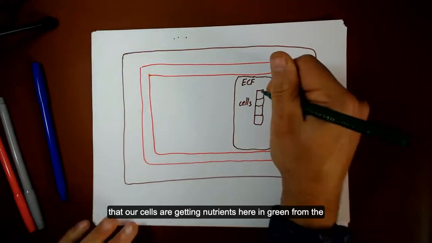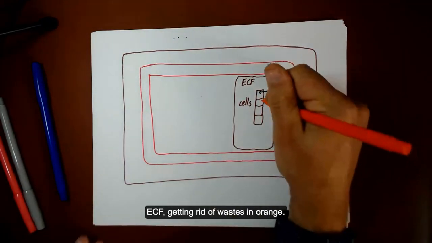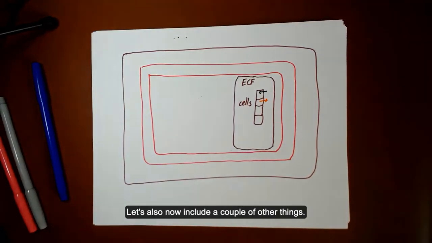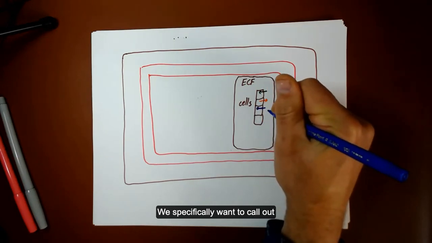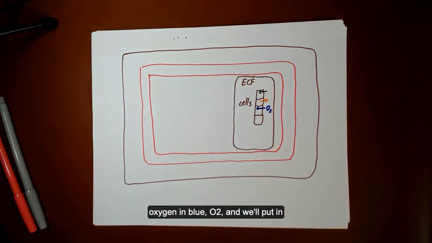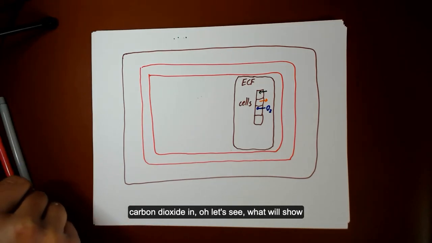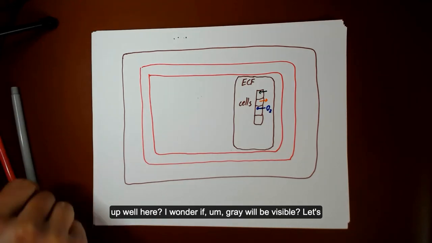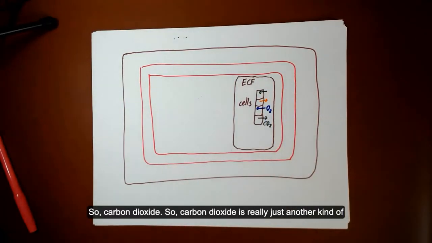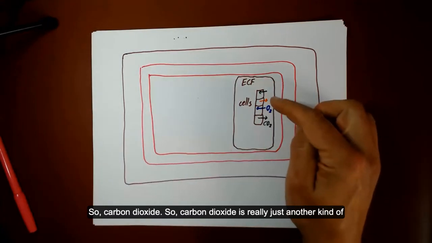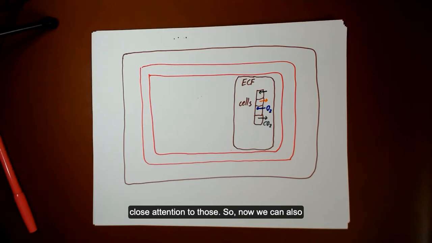And let's just note our cells are getting nutrients here in green from the ECF, getting rid of wastes in orange. Let's also now include a couple of other things. We specifically want to call out oxygen in blue, O2, and we'll put in carbon dioxide in gray. So carbon dioxide is really just another kind of waste, but I'm calling out the gases specifically because we're going to need to pay a little bit of close attention to those.